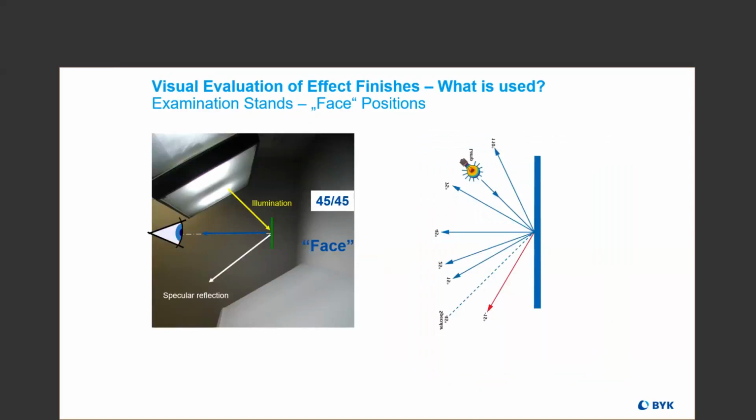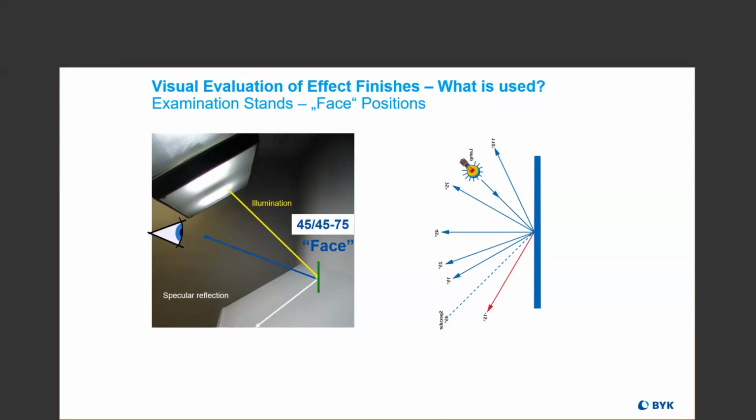For the face position, the observer's line of sight is perpendicular to the panel. So you might orient the panel like this. In this case, the illumination would be at 45 degrees, and the viewing angle is also at 45 degrees. In this diagram, the illumination is given by the yellow arrow. The specular reflection, which is just the opposite angle from the illumination, is given by the white arrow, and the viewing angle is given by the blue arrow, which in this case is considered to be 45 degrees.